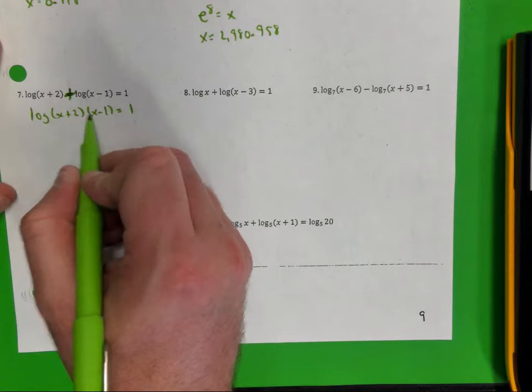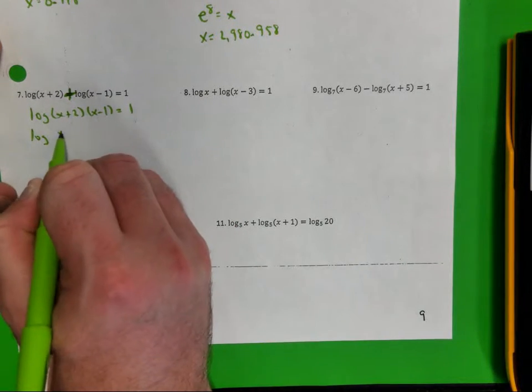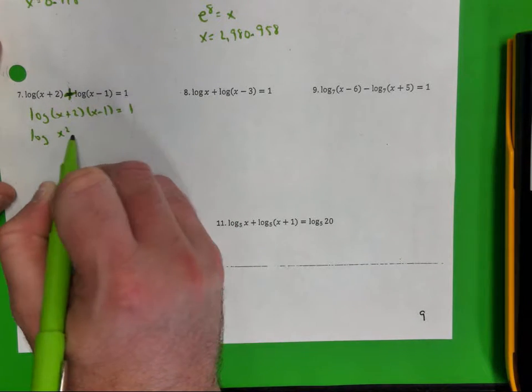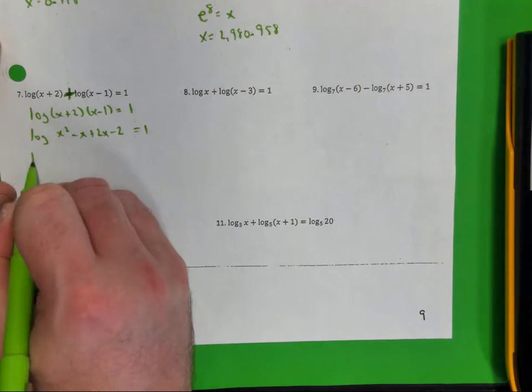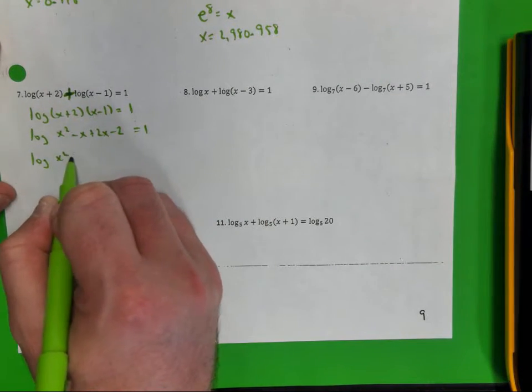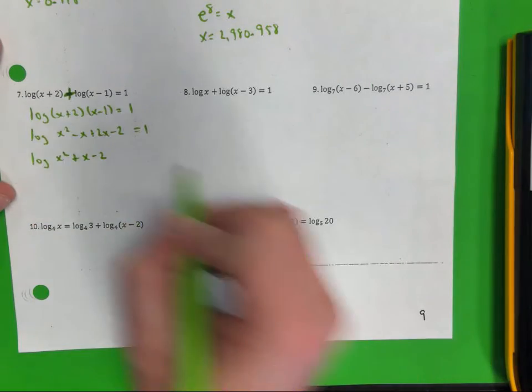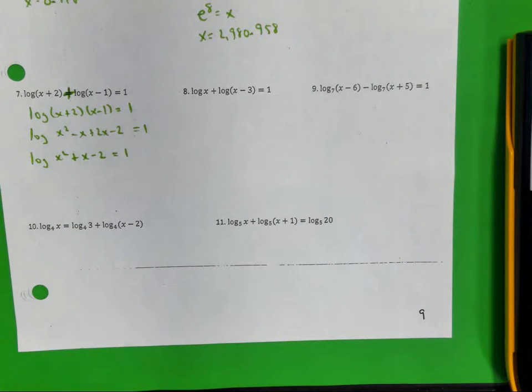What do you think we're going to do right here? FOIL it out. X squared, that's going to give you minus x plus 2x minus 2. So I multiplied x plus 2 times x minus 1 and got x squared plus x minus 2. Yes.